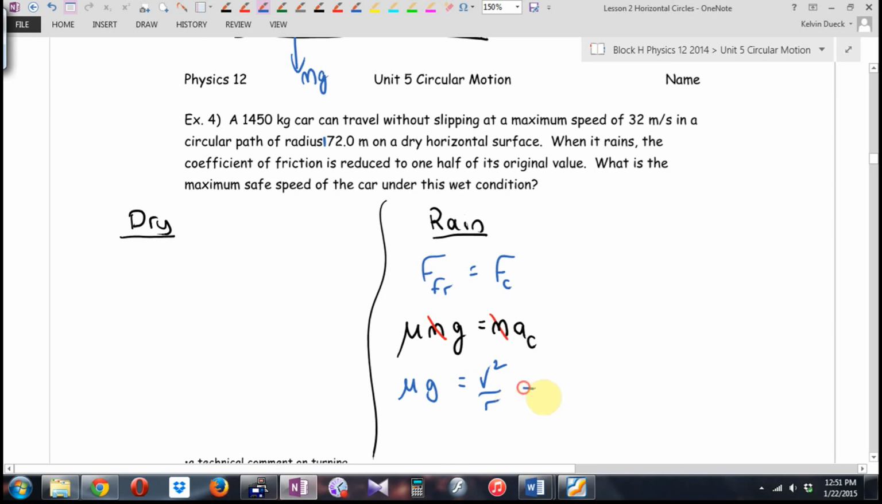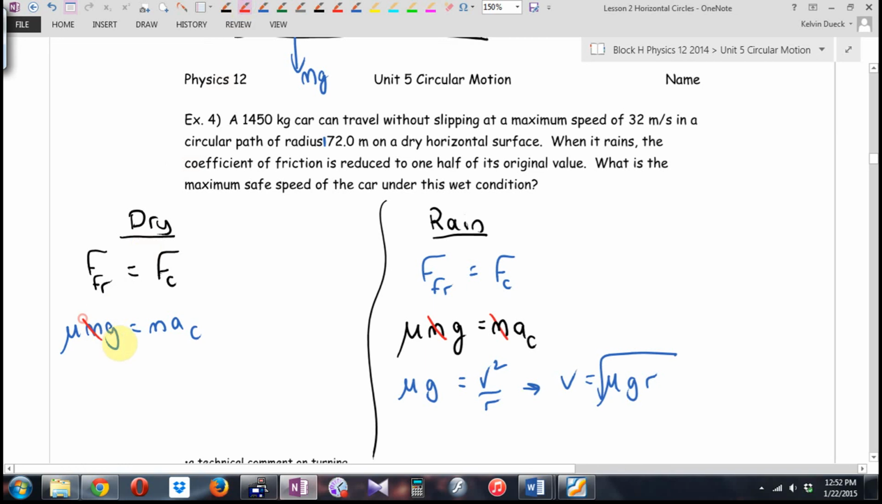Oh, you know what? We get the same thing we had before. V is going to be the square root of mu g r. Do I know r? 120. Sorry, 172. 172. What don't I know? What's mu? Oh, let's walk to the dry part. Maybe there's enough there. When it's dry, you know what? Friction is still what's pushing me in a circle. When it's dry, it's still mu mg equals m a_c.